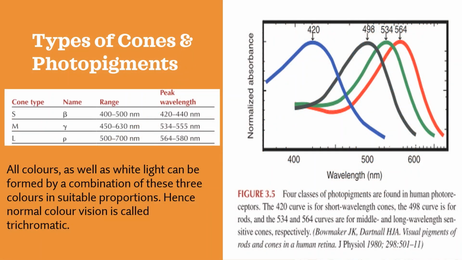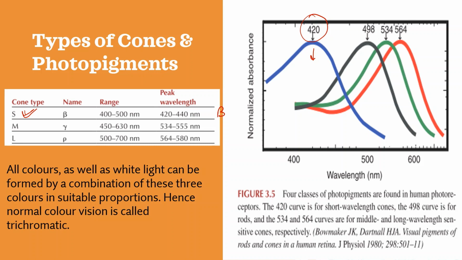Now coming to types of cones and photopigments. So you know there are three primary colors, that is red, blue and green. There are different types of cones. There are three types of cones which get excited by different wavelengths of light. Now if the wavelength is 420, then they will excite S type of cone. S means short, right? Short wavelength cone type. And this color is usually of blue. So this is blue. The name of these cells is beta. B for beta, B for blue.